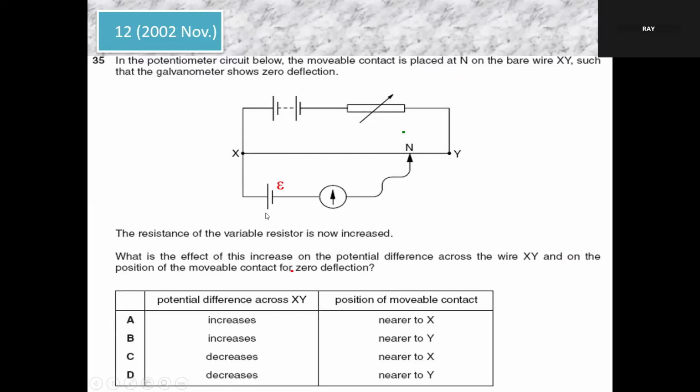You've got 10 more minutes, that's all. What is the effect of increase on the potential difference across XY and on the position of the movable contact for zero deflection?